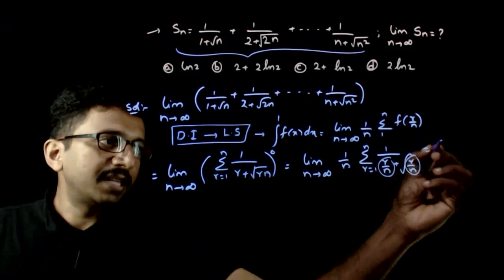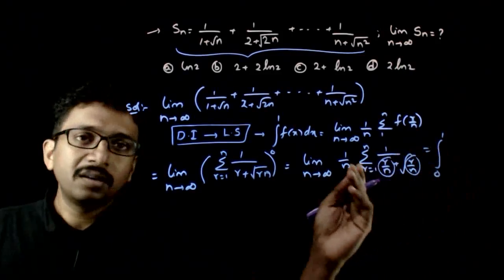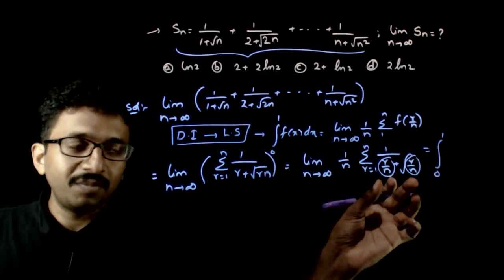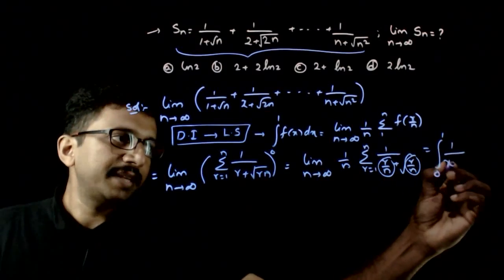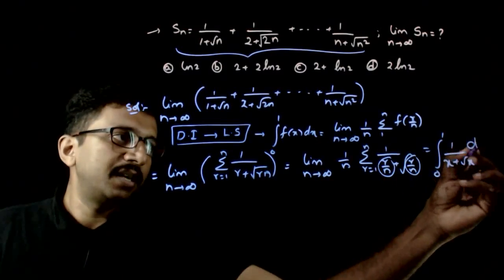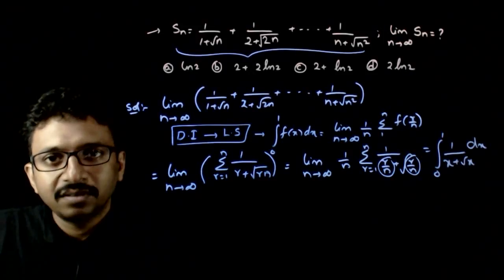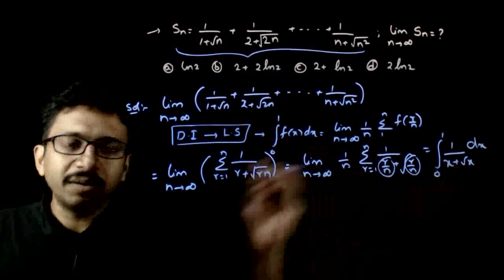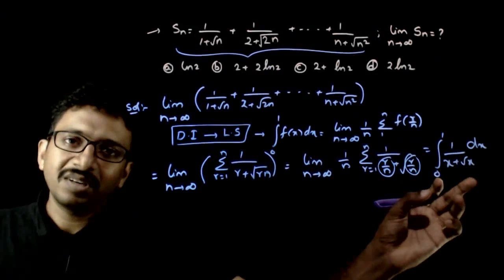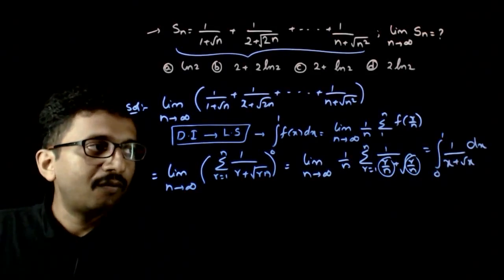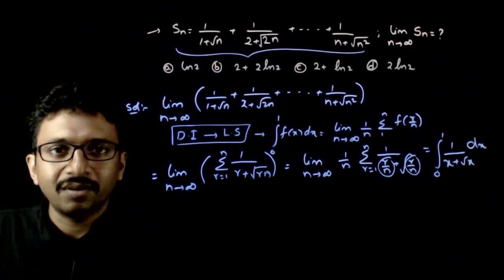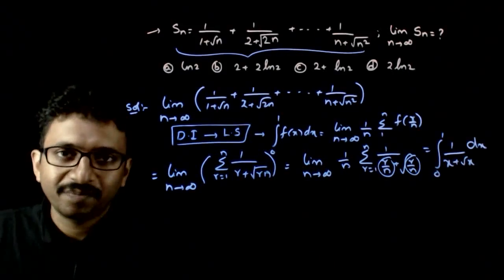So, this can be written as integration from 0 to 1. Within the summation, wherever you have r by n, you just need to put x. So, 1 by x plus root x dx. Now this limits question has become a question of integration. So, integration from 0 to 1, 1 by x plus root x, this is what you need to integrate.